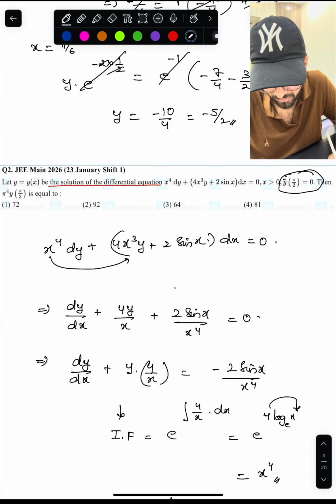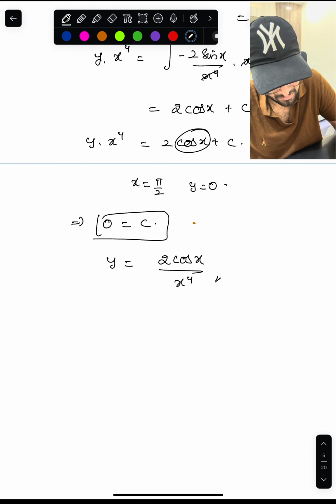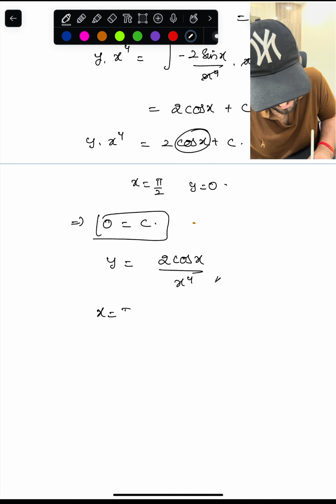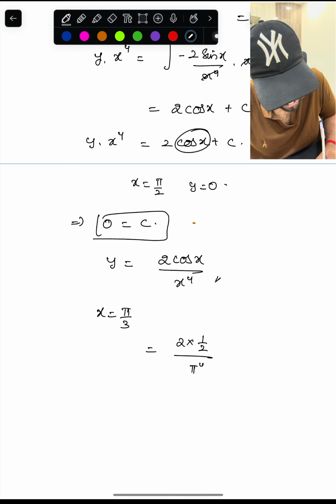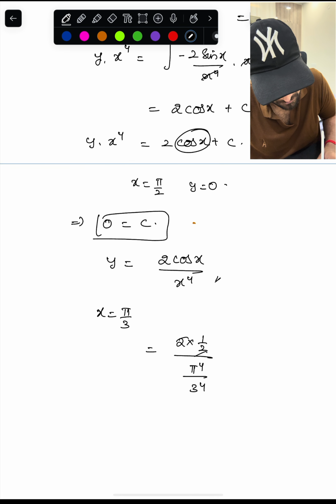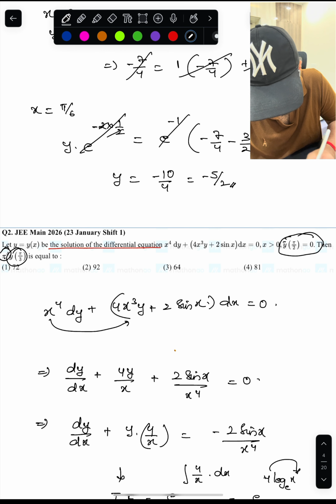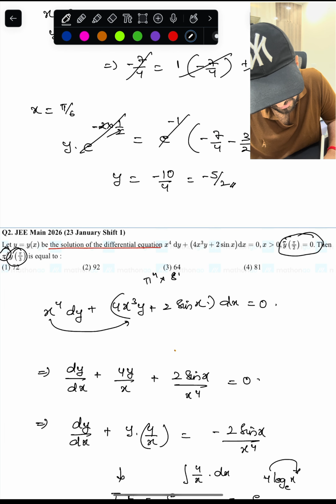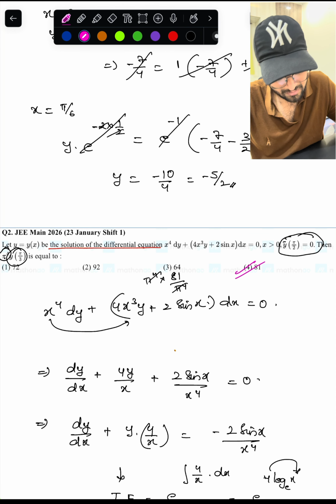That's it. Now we need to calculate pi power 4 times y of pi by 3. So what is y of pi by 3? You need to keep x equals to pi by 3. So cos pi by 3 is 1 by 2, and the denominator is pi power 4 by 3 power 4. 3 power 4 means 81 by pi power 4. Now it has to be multiplied by pi power 4. So pi power 4 into 81 by pi power 4, so our answer is 81. So the answer is the fourth option.